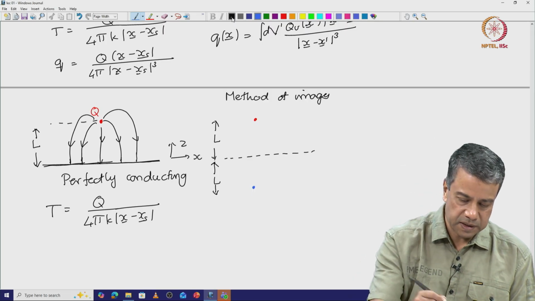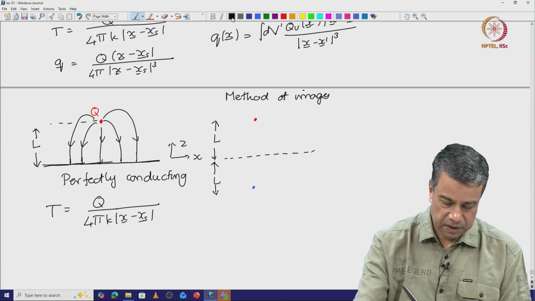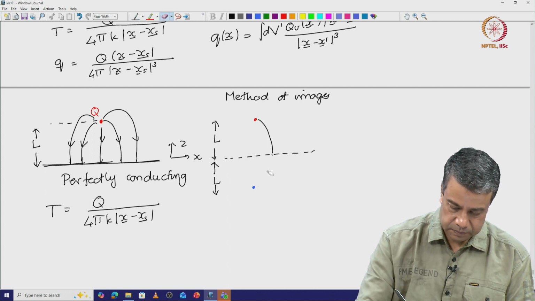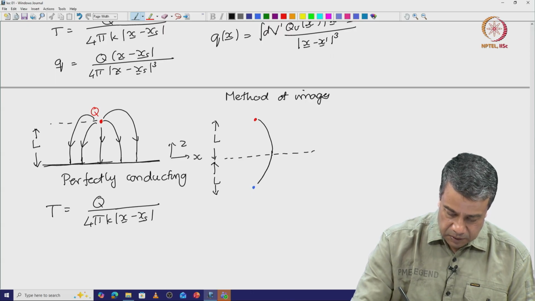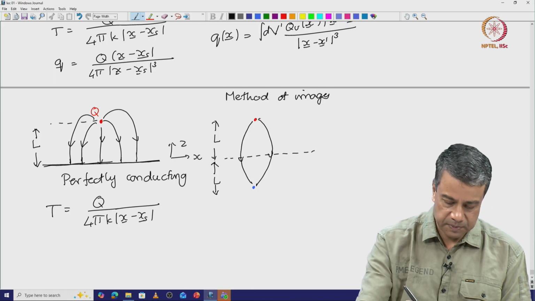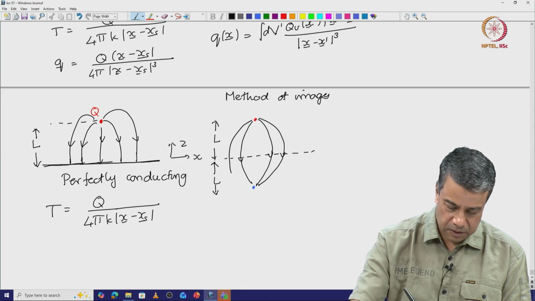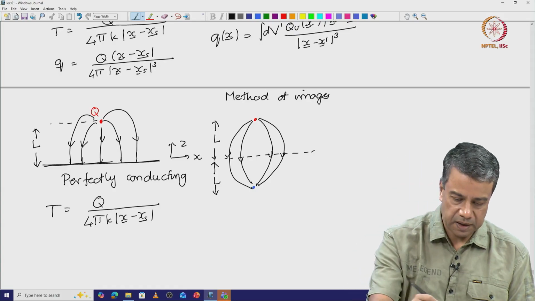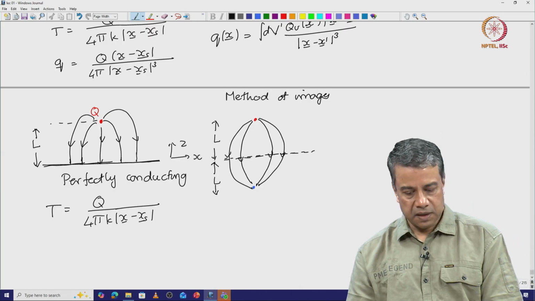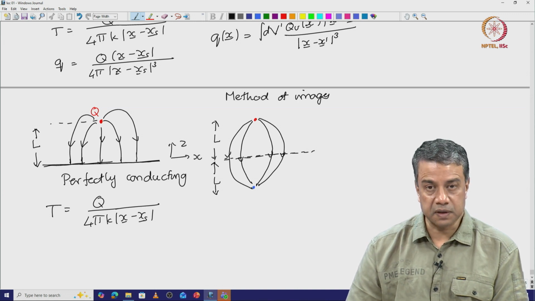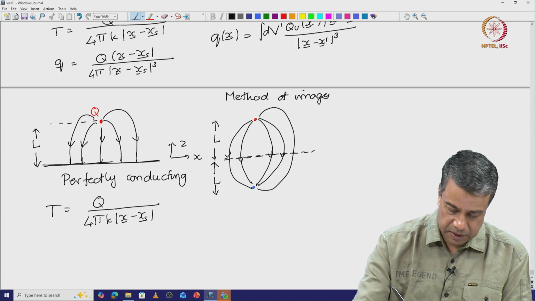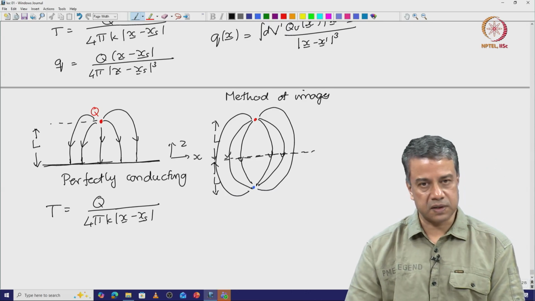And you can see that in this configuration, just by symmetry, the flux lines have to come out of the source and they have to go into the sink. Since the source and sink are separated by a distance 2L, at the bisecting plane L, because the configuration is symmetric, the heat flux lines have to be perpendicular to the surface. Therefore, the heat flux lines have to be perpendicular to the surface at this location.